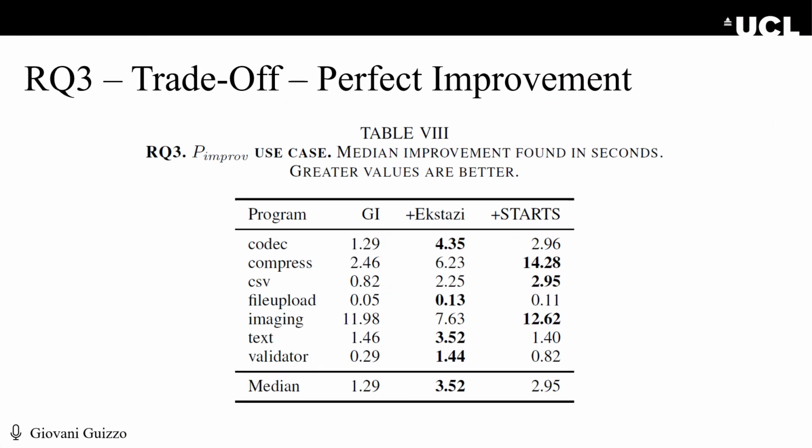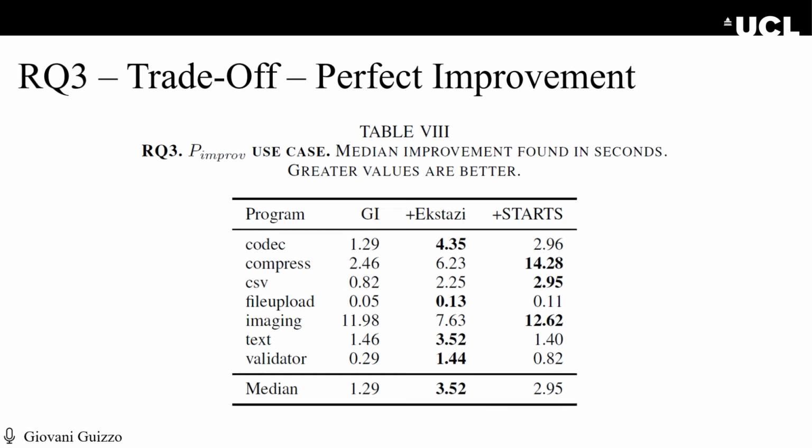To answer RQ3, we evaluated 3 GI application scenarios. In the first scenario, the engineer is concerned with finding the perfect improvement. In other words, the best improvement possible in seconds. In this case, using Ekstazi provides the greatest runtime improvement for 4 out of 7 programs, whereas STARTS yields the best results for 3 out of 7.